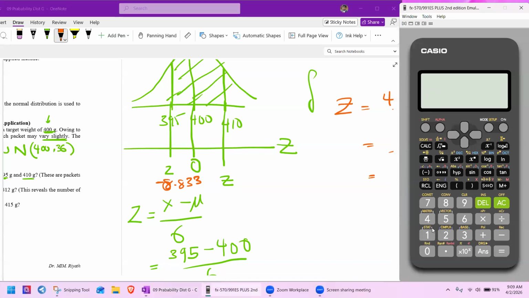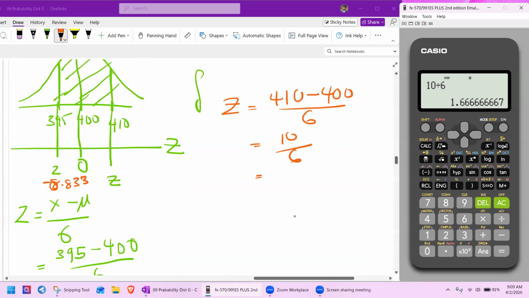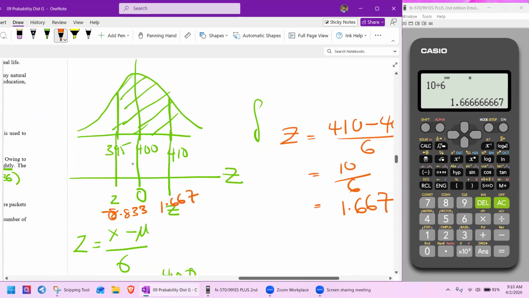Here 10 over 6 gives Z equal 1.667. Now we can find the probability.